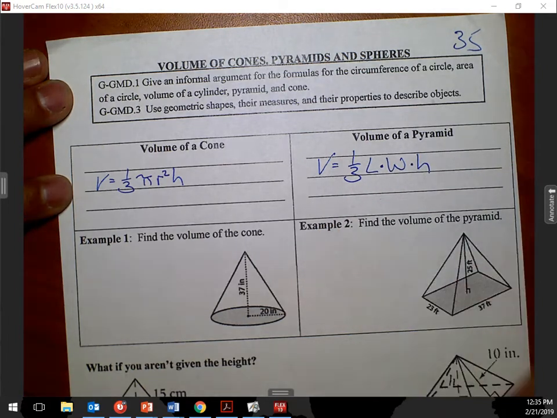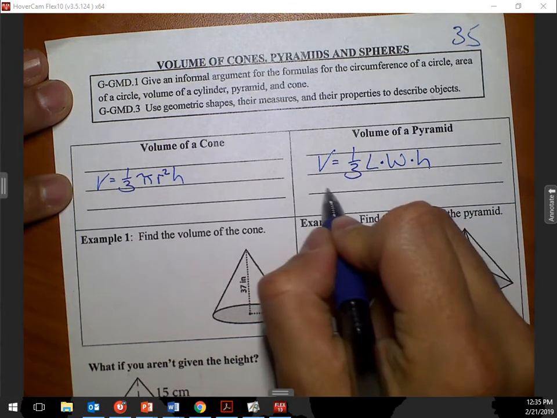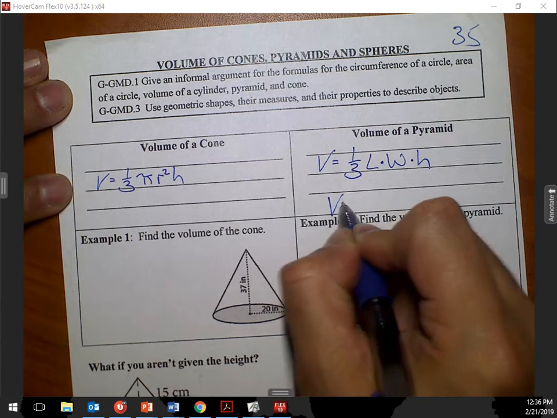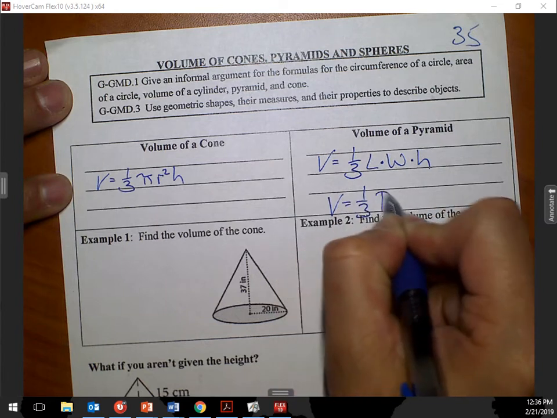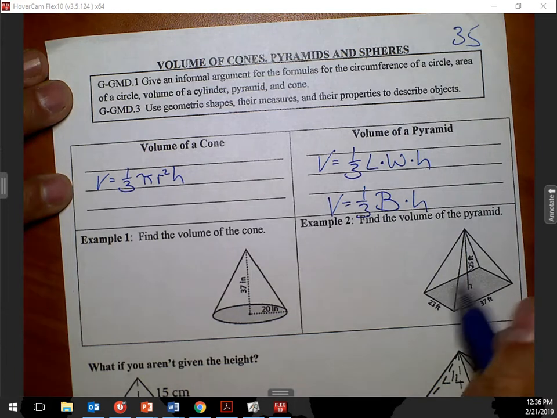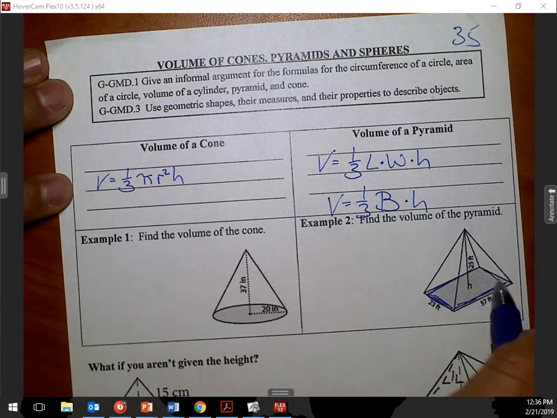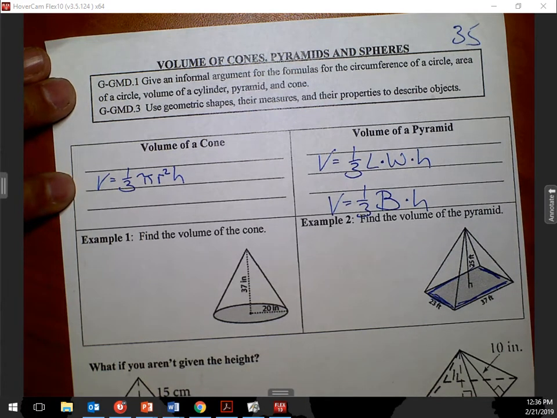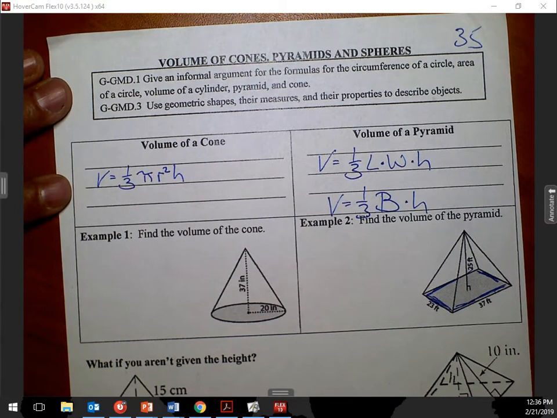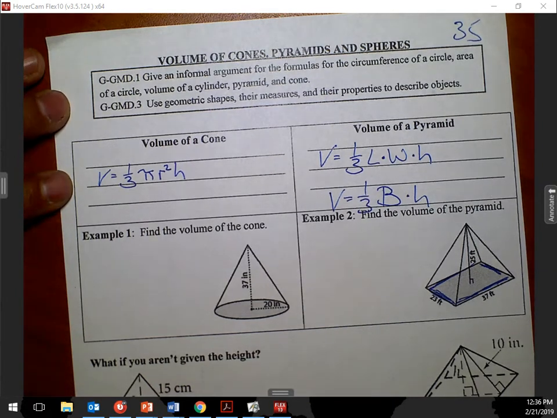Another way that you could see this is, if I have something that looks like this, you're going to look at it and see it like this. Volume is 1/3 capital B times the height, where capital B means the area of the shape on the bottom. Because sometimes you could have a triangle, sometimes you could have a rectangle, or a trapezoid, I guess, if you really feel like it.